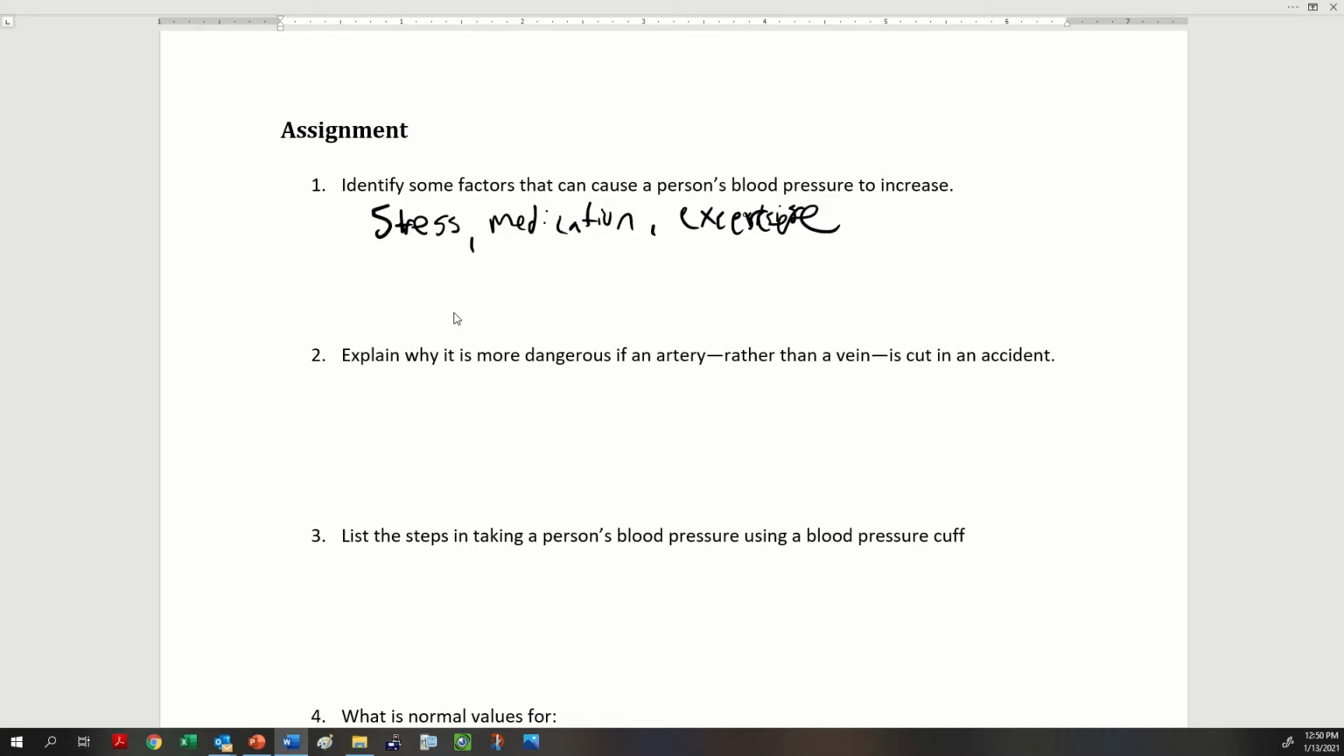Explain what is more dangerous if an artery rather than a vein is cut by accident. Artery is higher pressure. So it goes like out of the neck. Pressure.